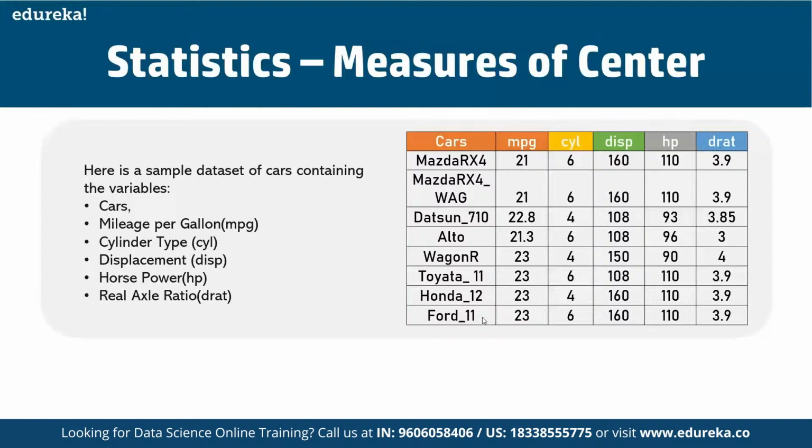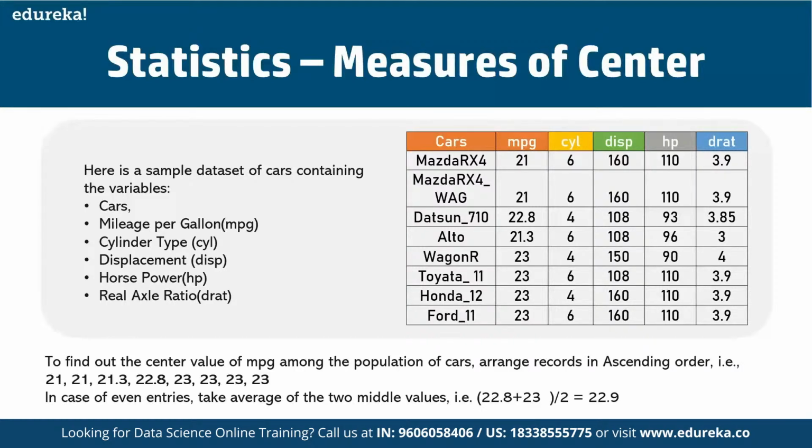One thing you have to remember in median is the data should be sorted either in ascending or in descending order. Here we have taken the miles per gallon for the car. So we have 21, 21, 21.3, 23, and so on. First, sort the data in ascending or descending order and take the middle value. If you have an odd number of values, then the middle value will be your median.